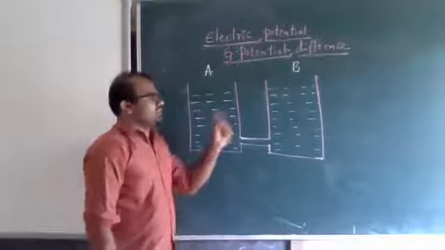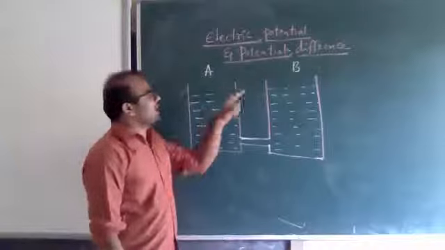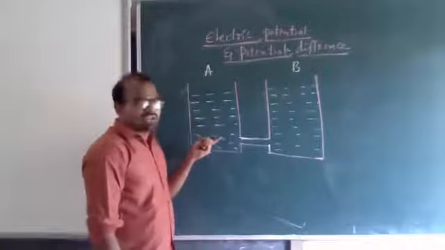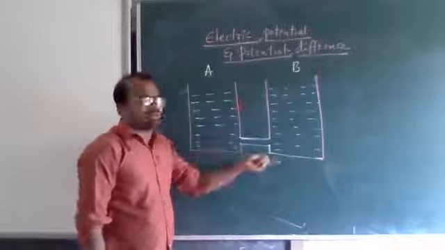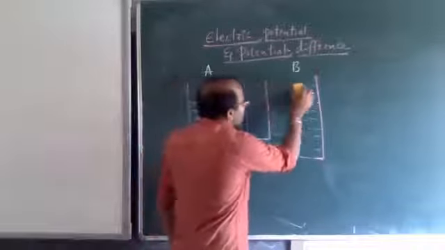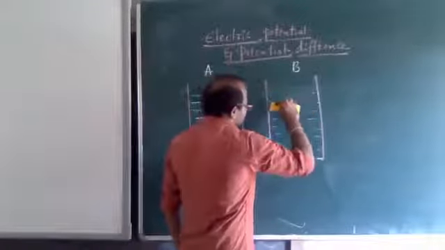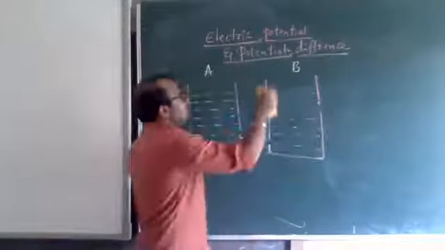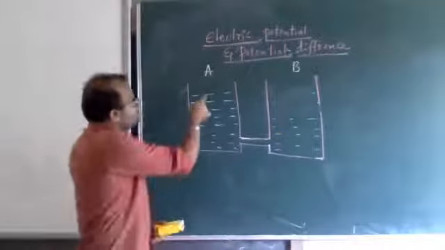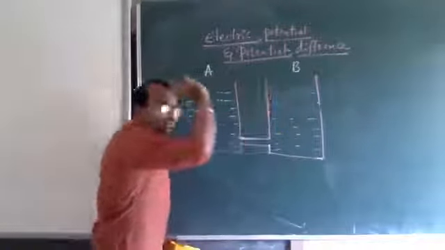No. There is no flow of water between tank A and tank B, because the amount of water present in A is the same as the amount of water present in B. Now I will decrease the amount of water in B. So now there will be a flow of water. Definitely there will be a flow of water from A to B.